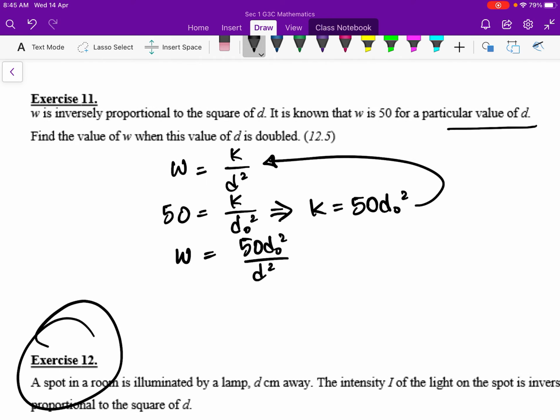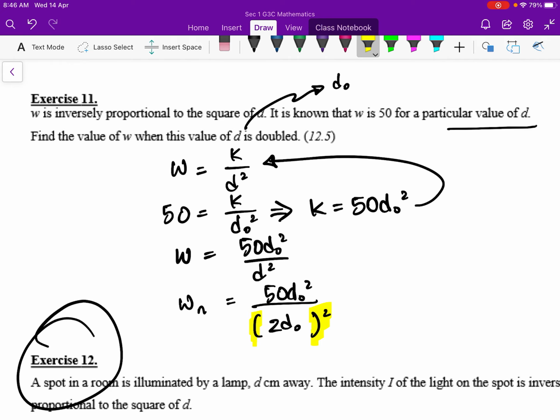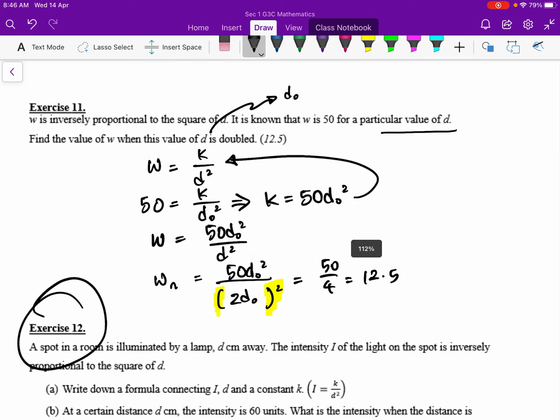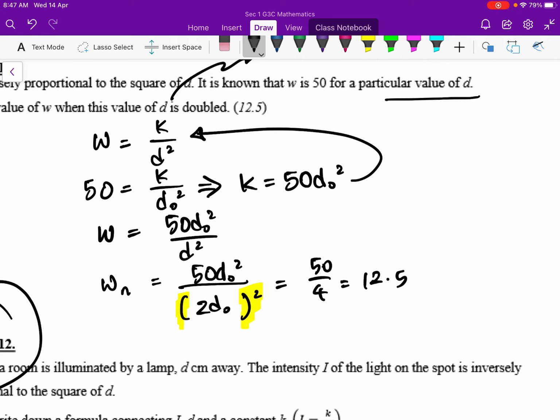Okay, then last lesson, I showed you that I wanted you to highlight this portion. We are actually squaring the entire value for D. In this case, the value of D is 2DO, not just DO. Okay, so let's continue. So 50 over 4 gives us 12.5. So that's our new value for W, 12.5. So the square of the denominator, your 2 becomes 4. And that's why we have 50 divided by 4.